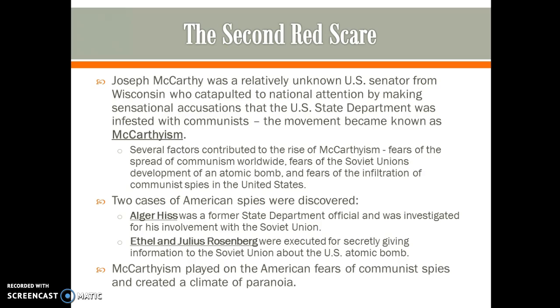McCarthyism was very successful because it played on the American fears of communist spies and created a climate of paranoia. People were actually encouraged to turn in their neighbors.